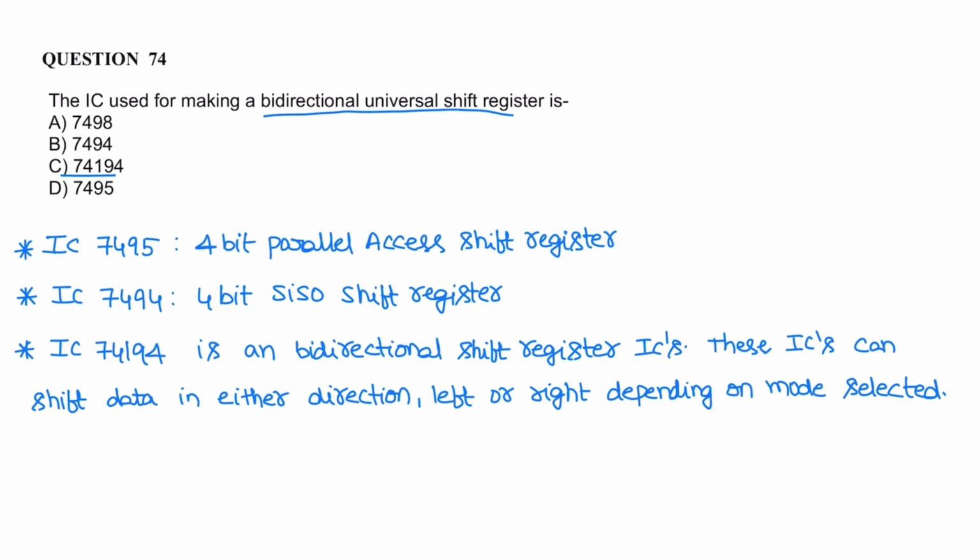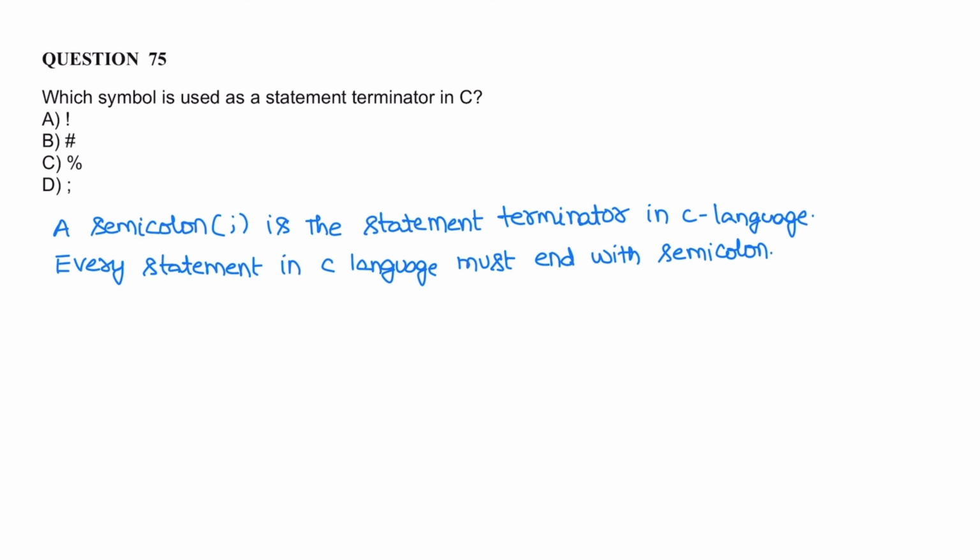Next, which symbol is used as a statement terminator in C? Semicolon. Semicolon symbol is used as a statement terminator in C language. Every statement in C language must end with semicolon. So that is every statement in C language end with semicolon. Correct option is D.